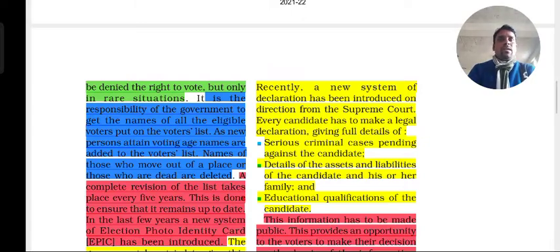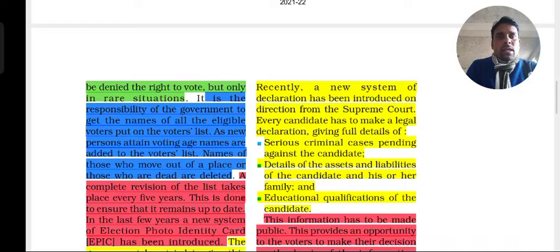And sometimes if a person dies, so that in his name no one should do malpractice, that is, no one should go and give a vote in the name of the dead person, that is why their name has to be deleted from the list. A complete revision of the list takes place every 5 years. This is done to ensure that it remains up to date.